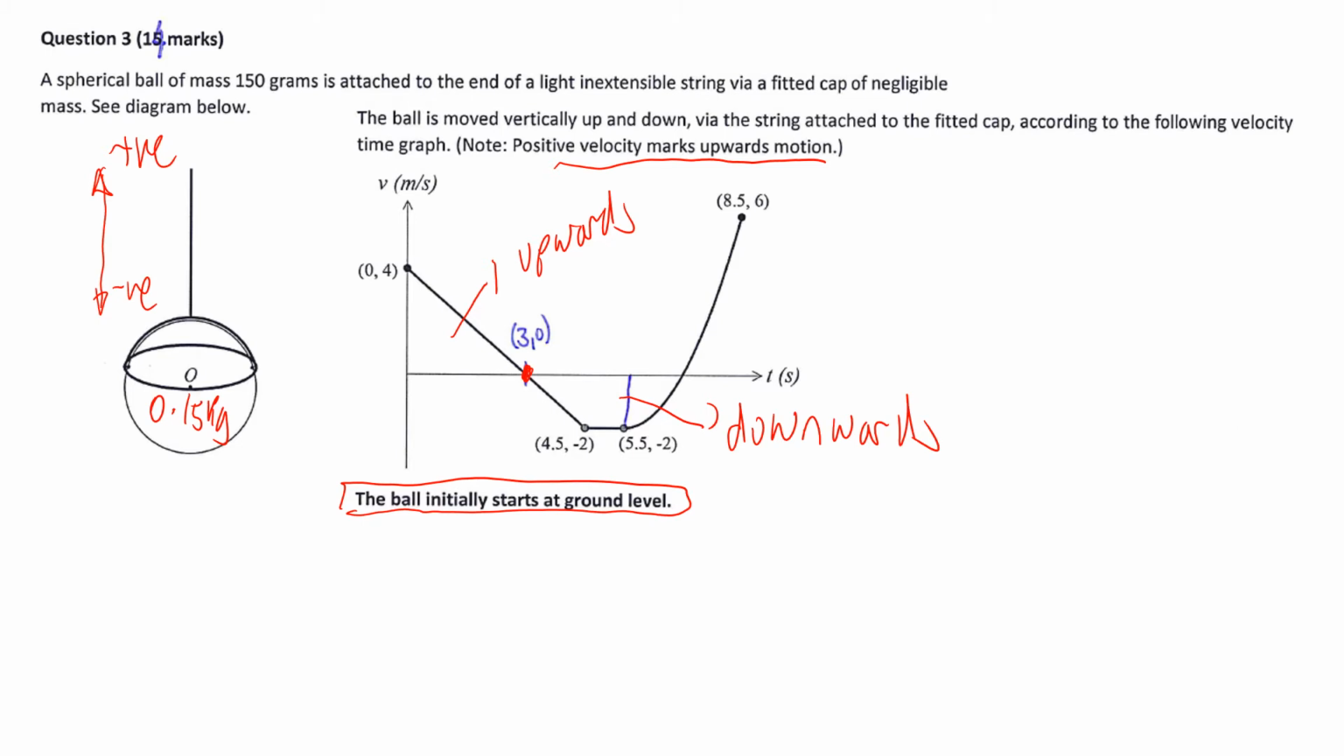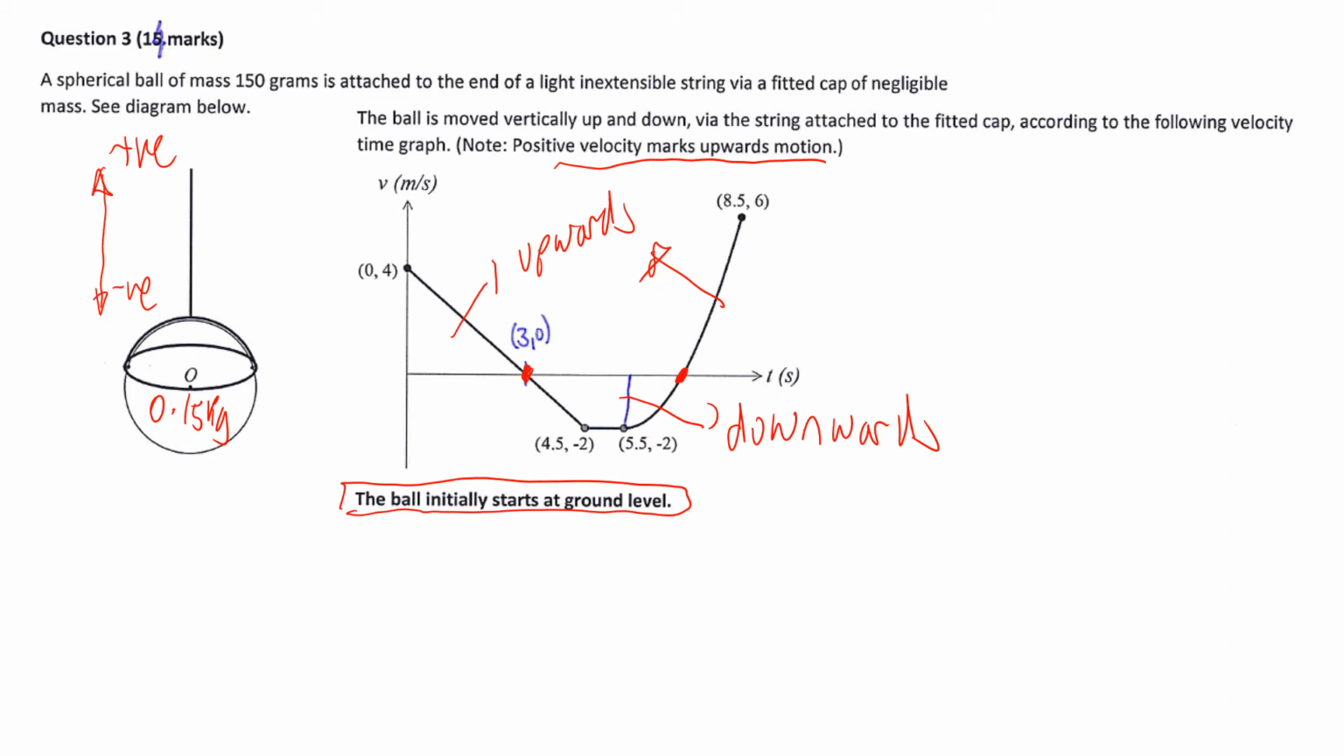Okay. It then slows, it is initially at rest, and then it returns to travel in the upwards direction. All right, so when you're just looking at information at reading time, slow the heart rate and really understand what sort of information you're given and start to think about what this means in the given context, okay? So it's just moving up and down along this string. It has a particular mass, and the journey is neatly captured by that velocity time graph.